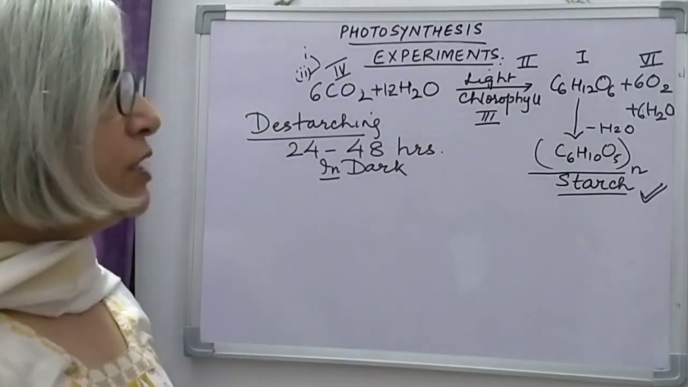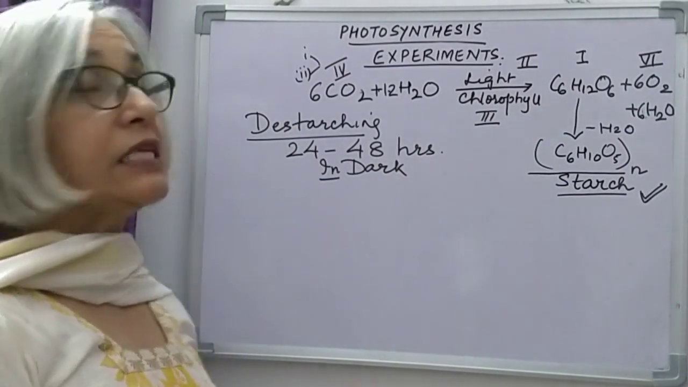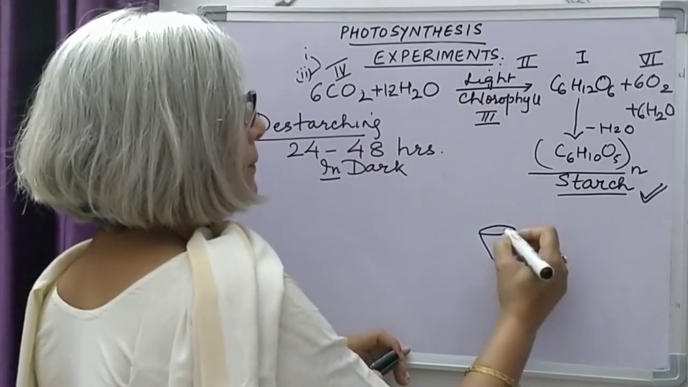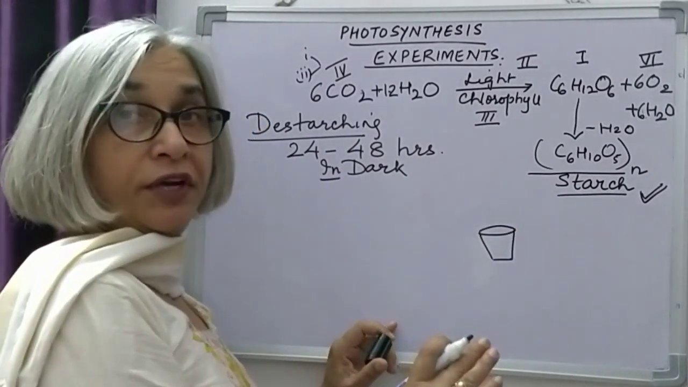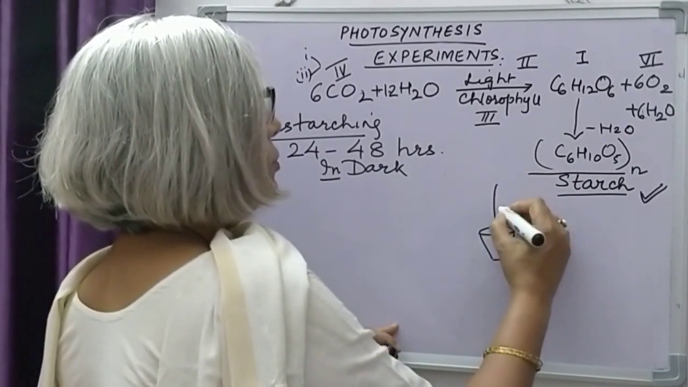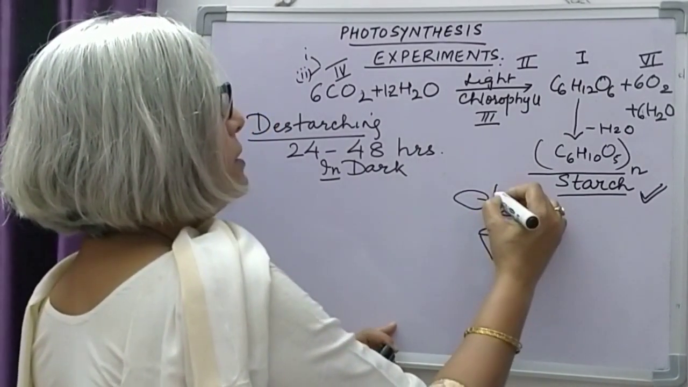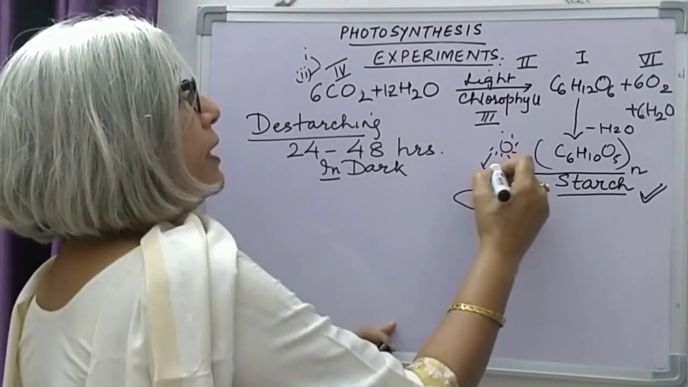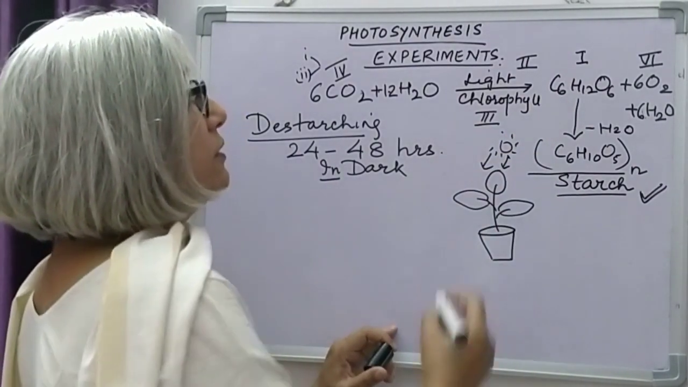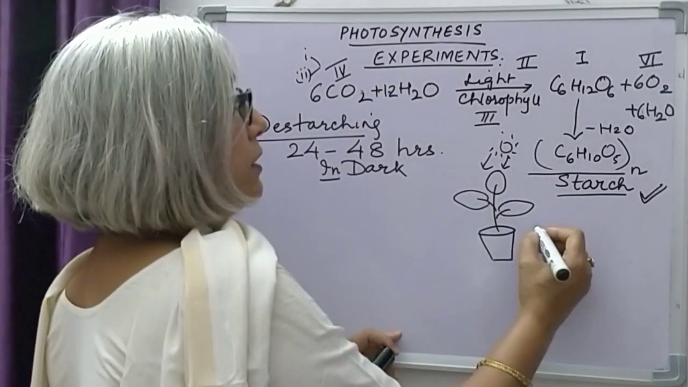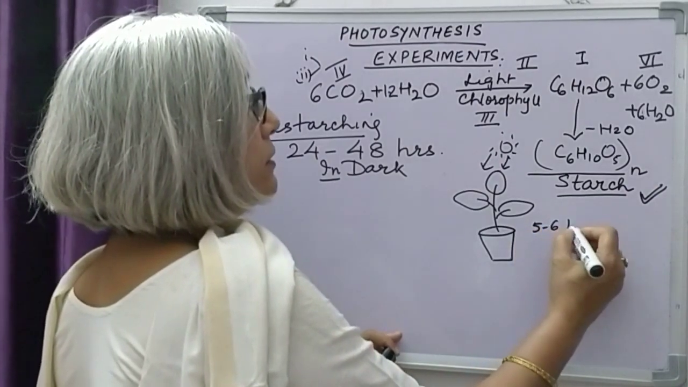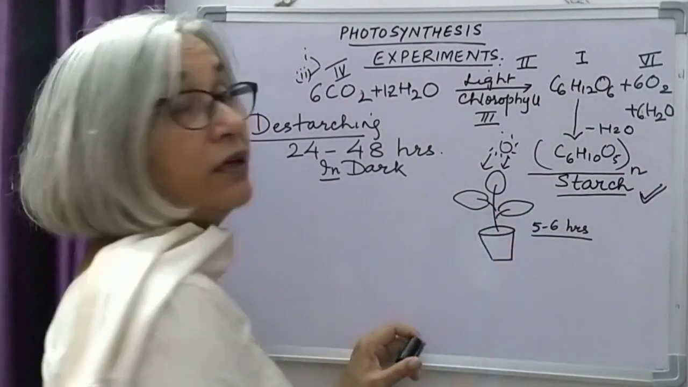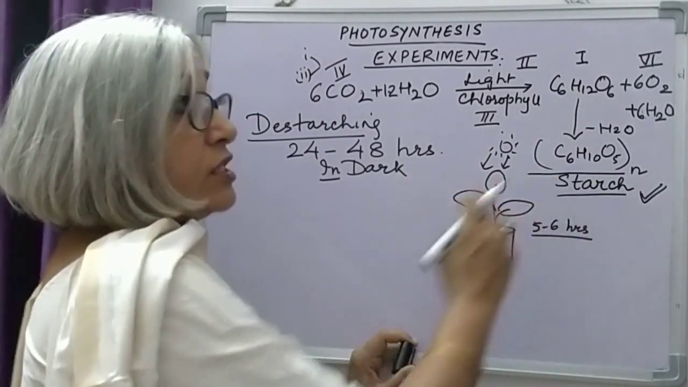So first is to see that the plant has starch. We take a well-watered potted plant which has been destarched already, kept in dark for 24 to 48 hours. Now we keep this plant in the sun. Rays of light will fall on the leaves, and say after 5 to 6 hours, plant will perform photosynthesis. We will check the leaf of the plant for the presence of starch.